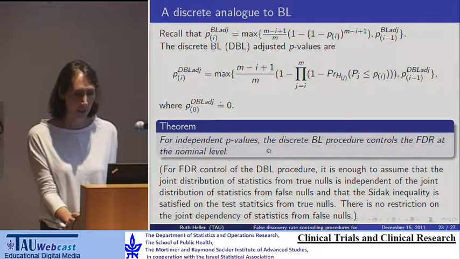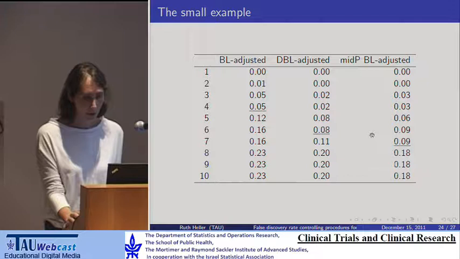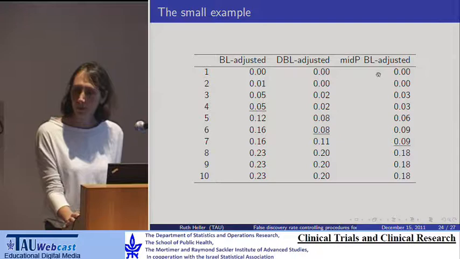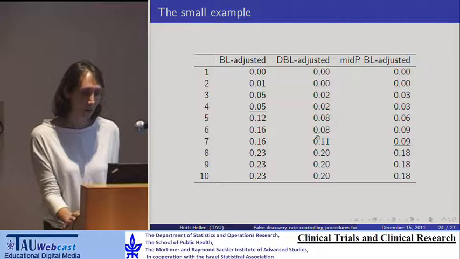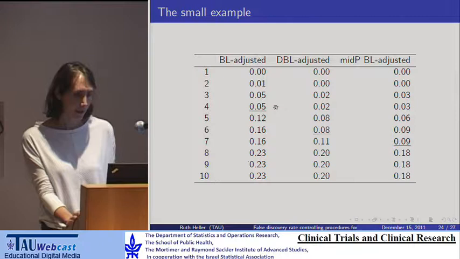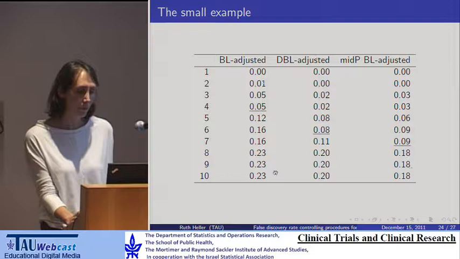And here are the values for the small example. Again, we can also do the mid-P values and apply the Benjamini-Liu procedure. This is what you have in the third column here. Here are the adjusted p-values of the DBL procedure, and here are the BL adjusted p-values. We see again that these two dominate the first column, but they don't dominate each other.